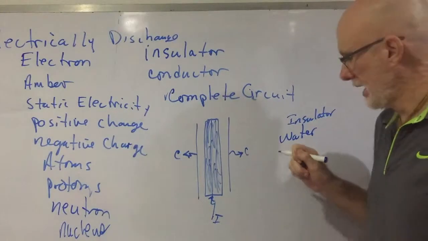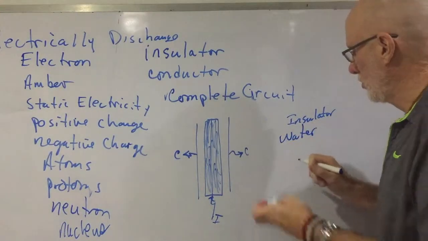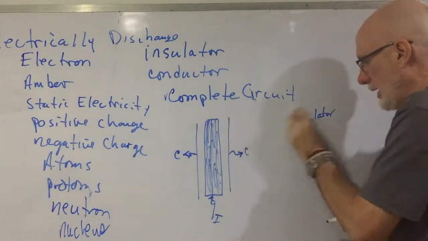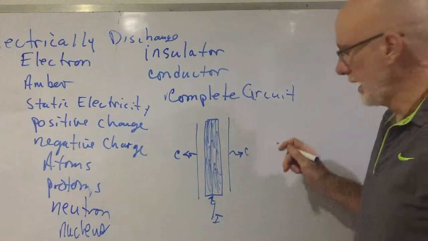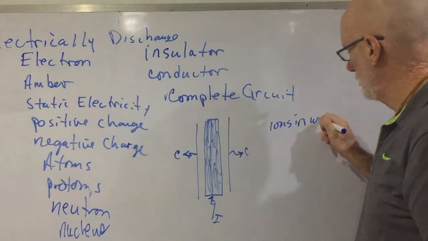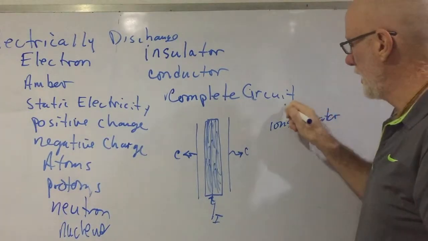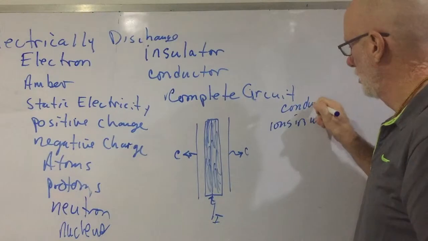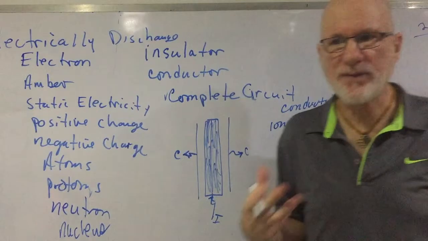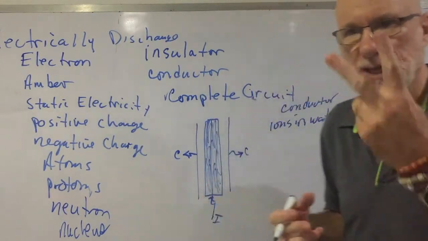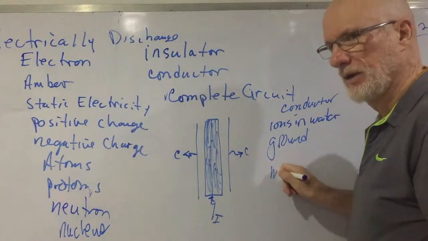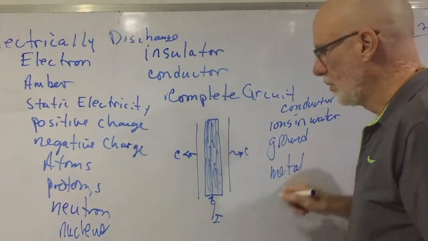Understood? Okay. So could water be a conductor? Well, if you dissolve salt in it, ions in water. What are ions? All right, let me explain what ions are. Let me just tell you, what's the main conductor? When you think of a conductor, what's the main thing you think of? Two things I think of. I think of the ground, and metal. Very good, metal. What happens is this.